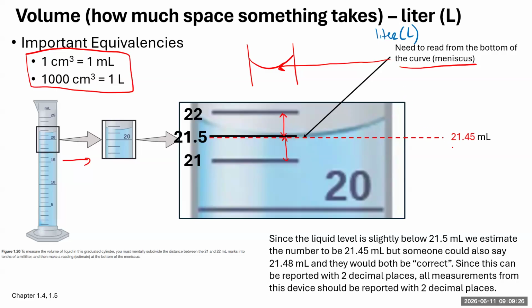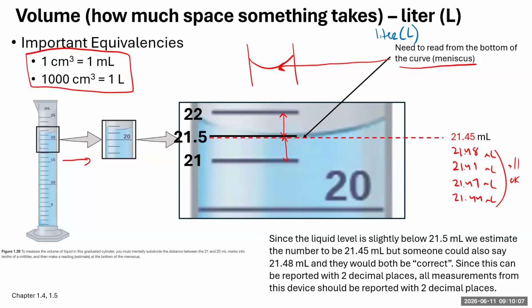Or maybe that's 21.48 or 21.49 or 21.47, or 21.44. These are all milliliters, all okay, because everyone's going to read it slightly differently. Everyone has different vision, so they're going to read that a little differently. But since this can be reported to two decimal places, all measurements from this device must be reported with two decimal places.